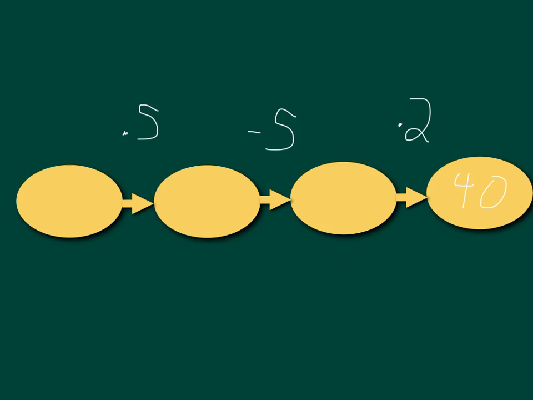So if I'm working backwards, the last step was times 2, so now I'm going to divide by 2. 40 divided by 2 is 20. The step before it says subtract 5, so now I'm going to add 5. 20 plus 5 is 25. Now the step before that said times 5, so now I'm going to divide by 5. 25 divided by 5 is 5. Your flowchart should look like this.